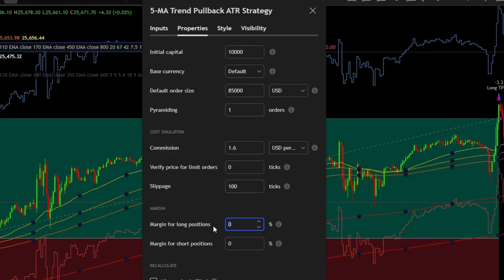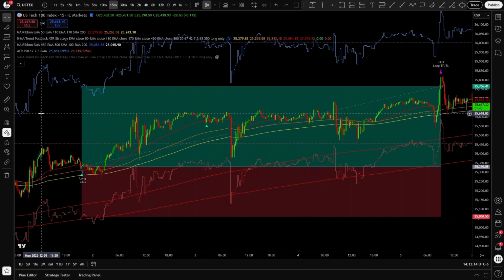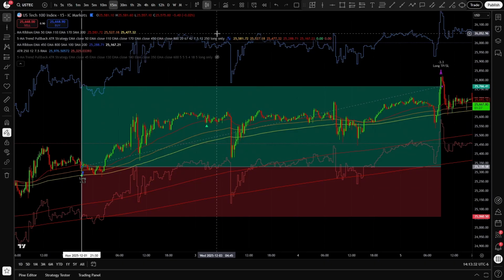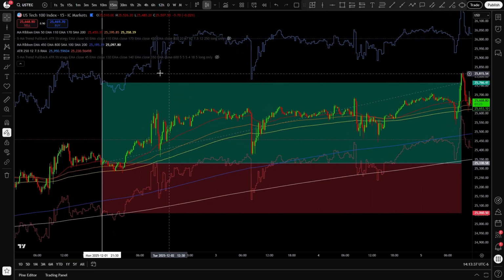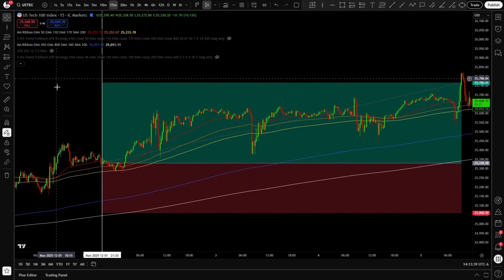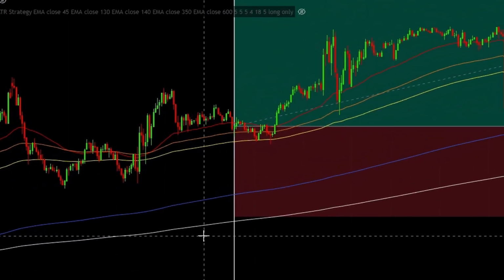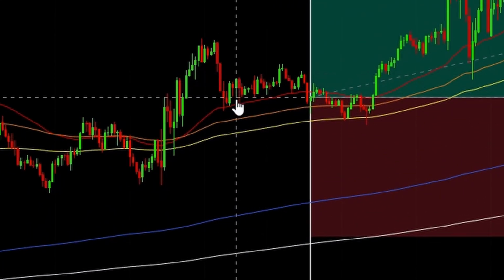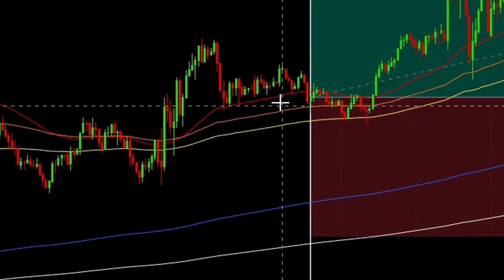And make sure that the margin for long positions and the margin for short positions are both set to 0. If this is not set to 0, then the position sizing will mess up the backtesting results. Okay, now this is a long only strategy, so now let's see a long trade. I will hide the strategy script and the NNFX ATR for now. Okay, so the first 3 EMAs that we set up with the first MA ribbon are these 3 EMAs.